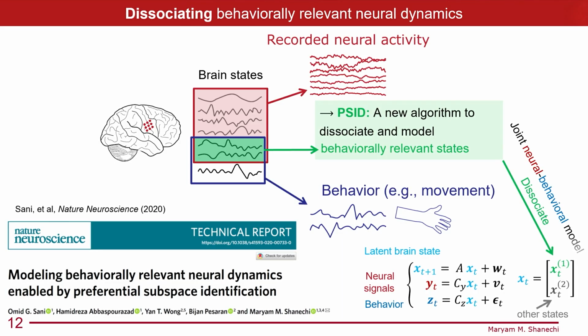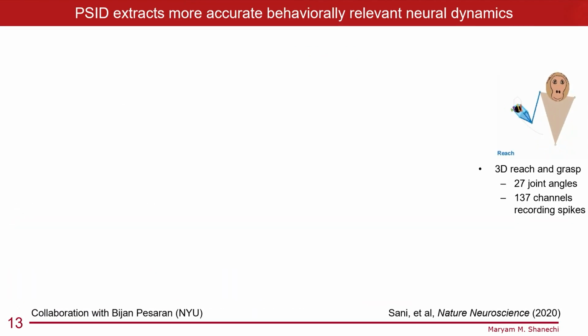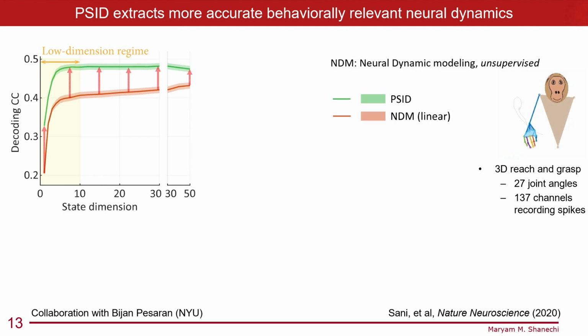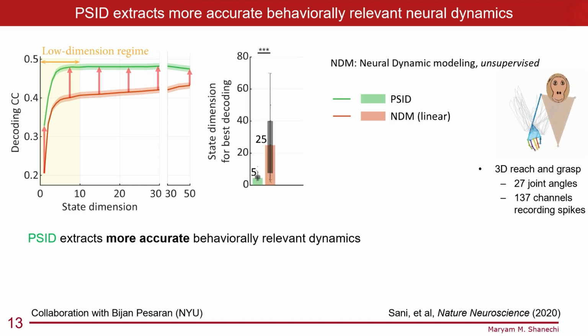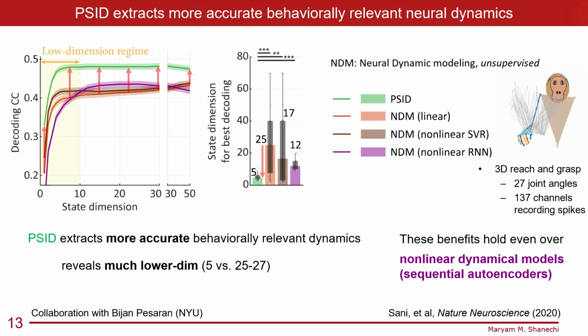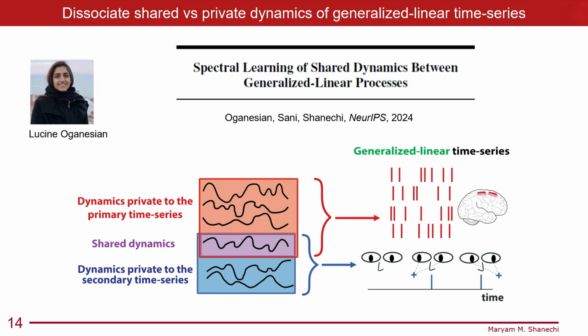So what we do in PSID is we develop a dynamical system model. We jointly learn it with neural and behavioral data through these novel kind of subspace projection methods. And then we apply this to, again, these non-human primate data sets and compared with the same exact architecture trained unsupervised. And we see that in terms of decoding movements, PSID did better at every latent state dimension. And more interestingly, it could achieve this better decoding using a much lower dimensional representation, much more efficiently. And the reason for this is, of course, that ability for disentanglement. And this benefit held even when we compare to nonlinear unsupervised methods.